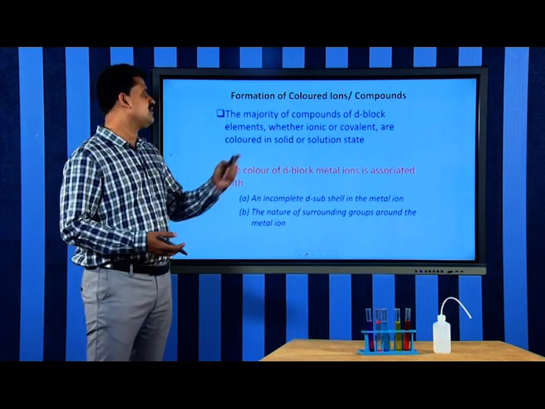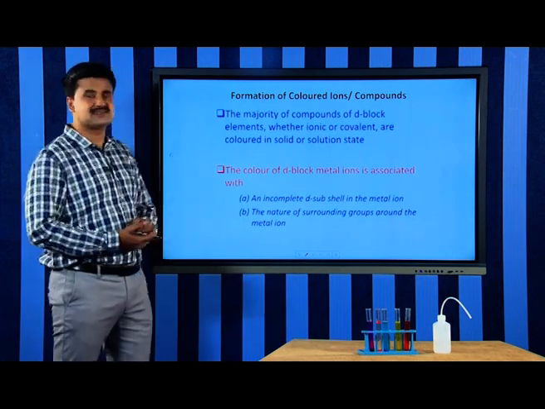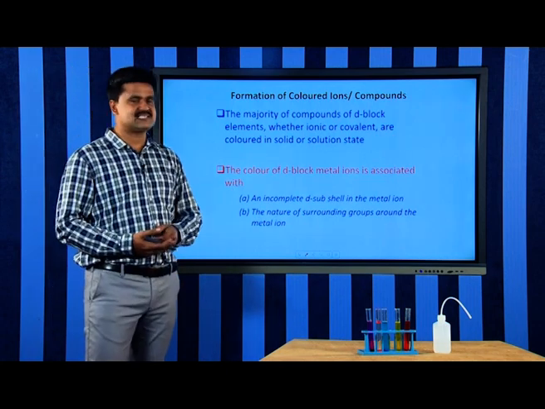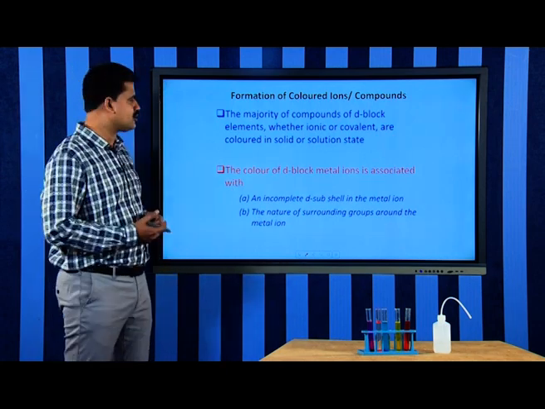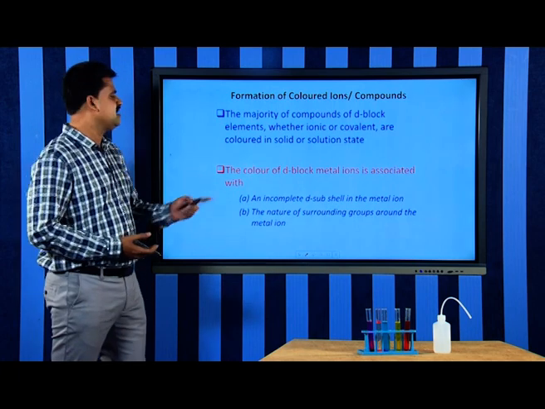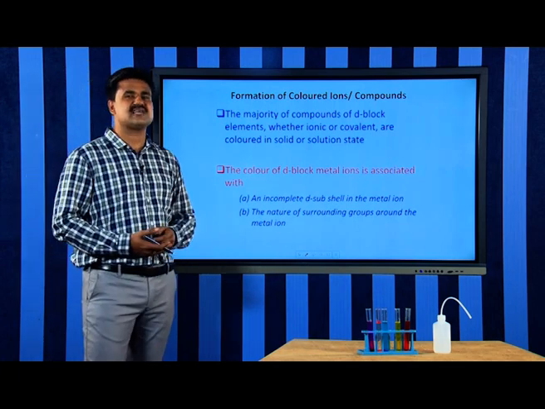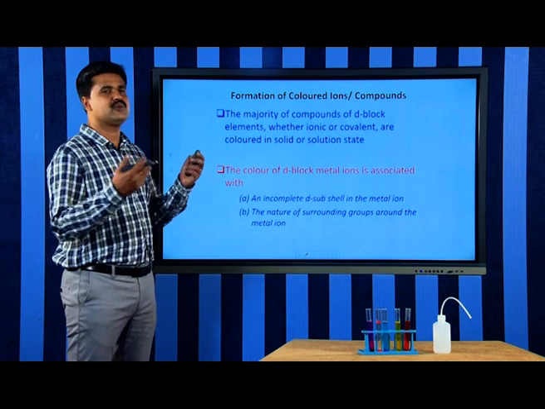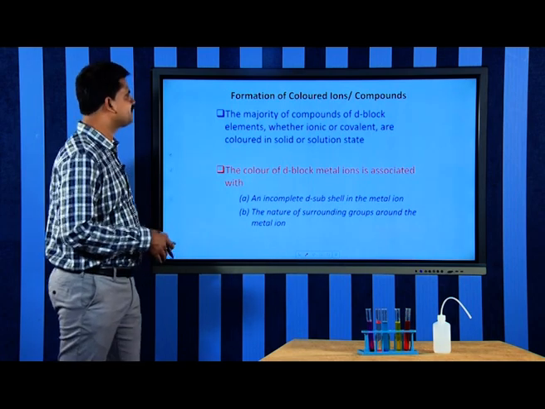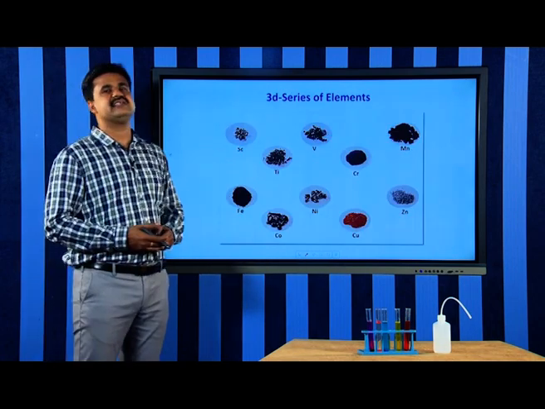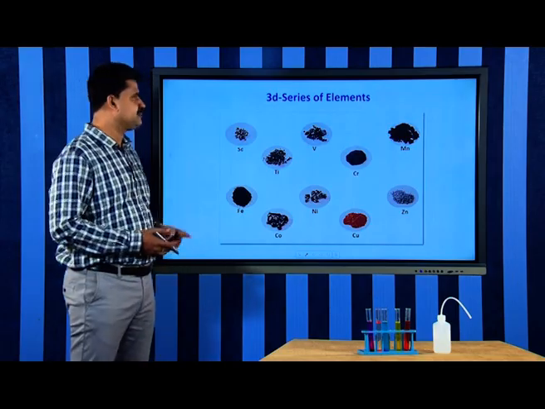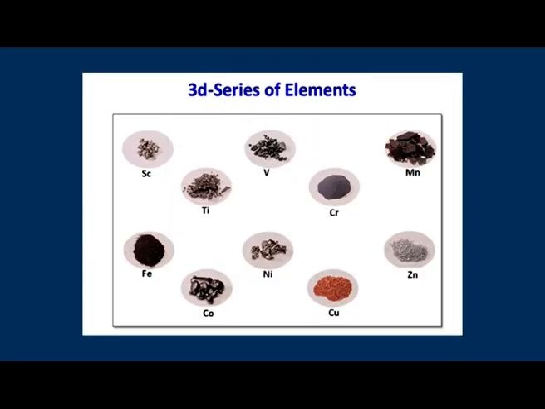The color of a d block metal ion is associated with the incomplete d-subshell configuration of the central metal ion, as well as the nature of the surrounding groups or ligands or the surrounding media. These are the 3d series of elements. From the picture, you can see most of them are colorless or dark. But whenever we enter into their compounds, we can see beautiful colors.